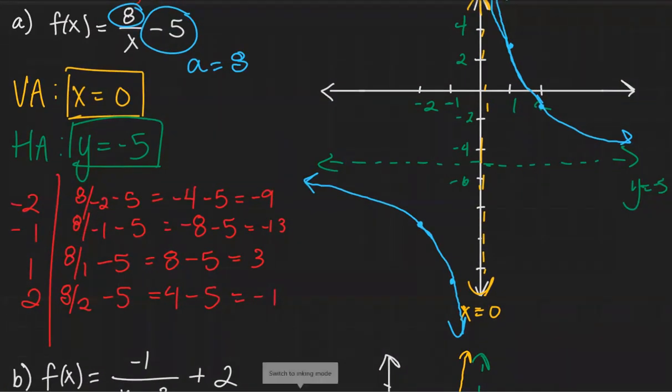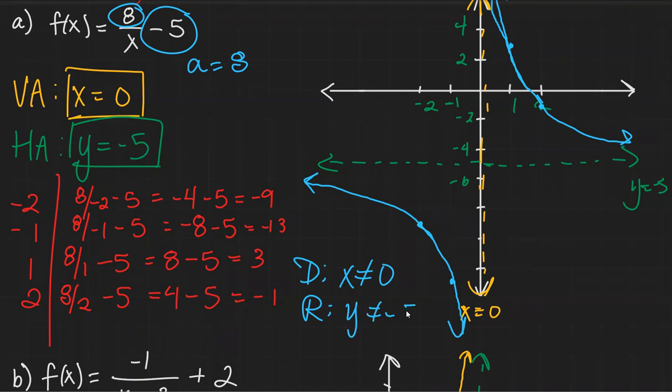We'll go back to the top one. What's our domain and range here? Well, our domain, x cannot be 0. That's our vertical asymptote. And our range, y cannot be -5. Sorry for missing that on this first one.